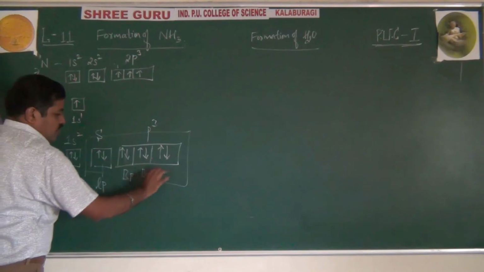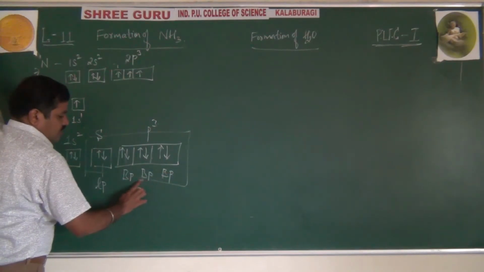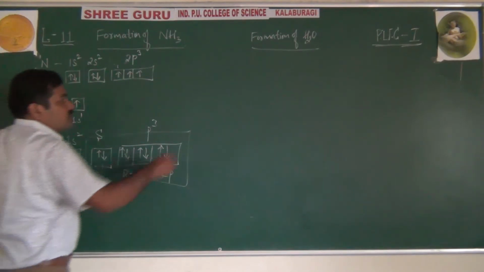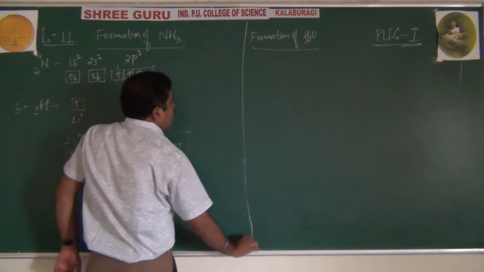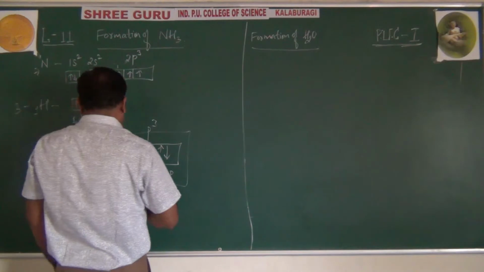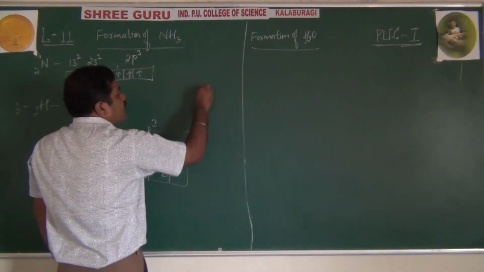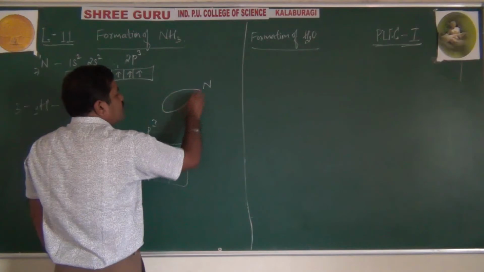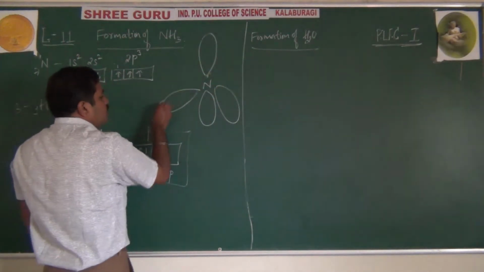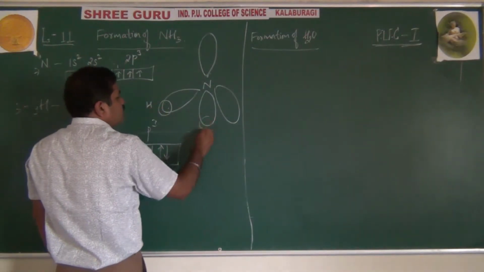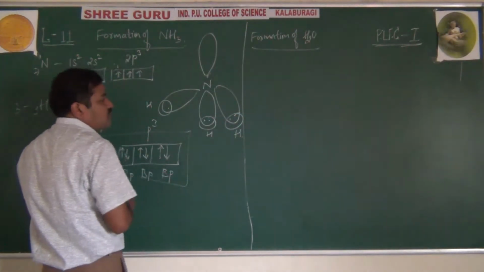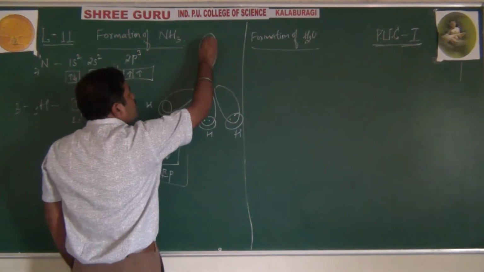That means how many bonding pairs are there here? 3 bonding pairs and 1 lone pair. Got it? Then what is the structure of nitrogen? Actually, 3 plus 1, sp3, it should be tetrahedral geometry. So nitrogen can be written like this: 1, 2, 3, 4. Share with hydrogen, sigma bond. Share with hydrogen, sigma bond. Share with hydrogen, sigma bond. And this is one lone pair.